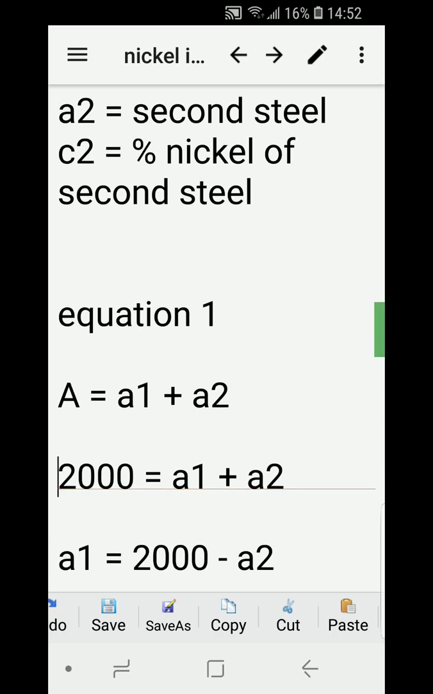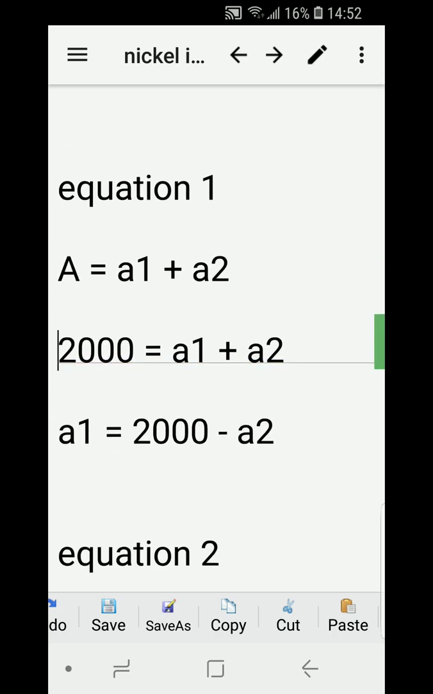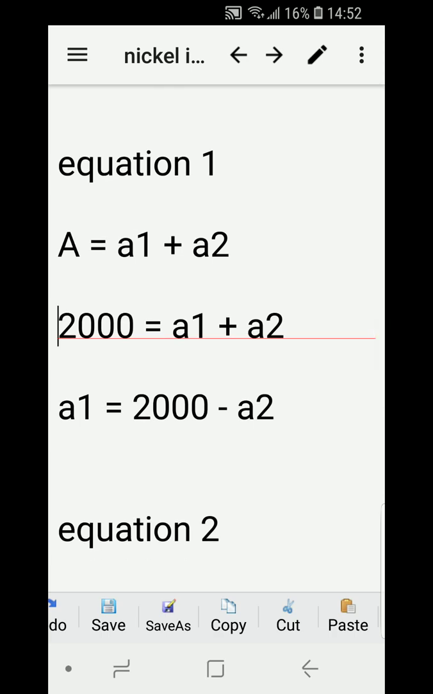Okay, now that we defined our variables and we have a working formula, we can establish equation 1. So A, the total amount, is equal to A1 plus A2. We are given A as 2,000 kilogram is equal to A1 plus A2. Now we solve for A1. A1 is 2,000 minus A2.